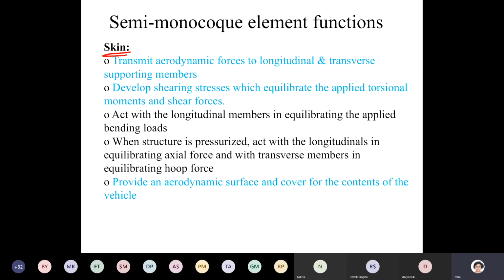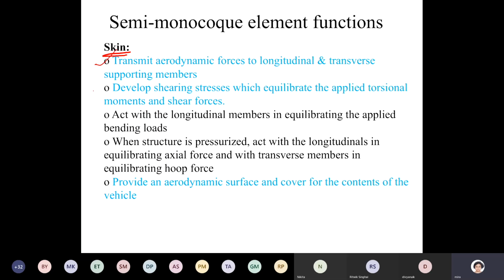Apart from these three primary functions of the skin, there is another secondary structural function, which is to act as a longitudinal member in equilibrating the applied bending load. But you should keep in mind that this is not very important, so we should not bother much about discussing it. These three are the primary functions of the skin.